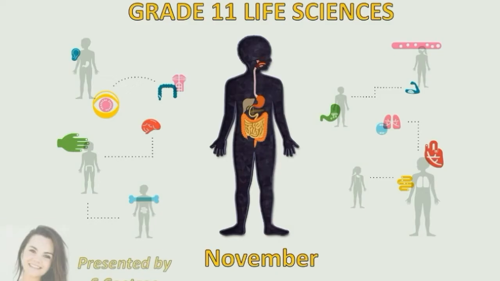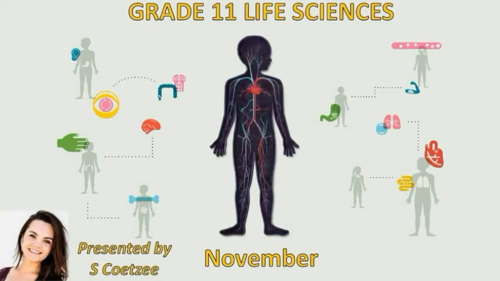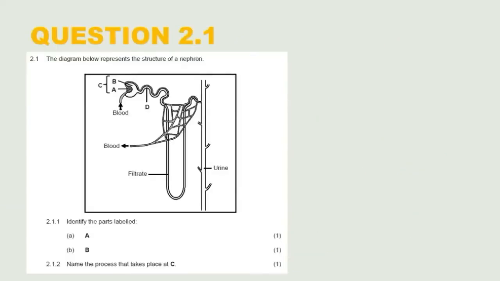I am Ms. Kutsia, and today we will look at grade 11 life science papers from November 2021. The next two questions we are going to look at are question 2 and question 3. They form part of Section B, which is a total of 100 marks out of 150. Our first question is the structure of the nephron. This is the functional unit of the kidney, and it forms part of the excretory system.